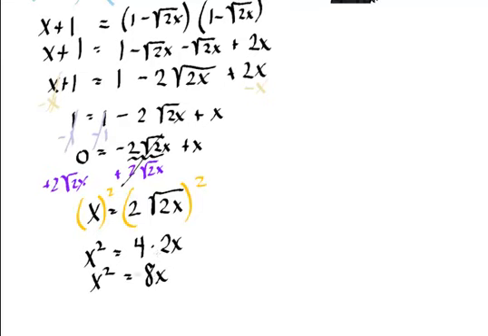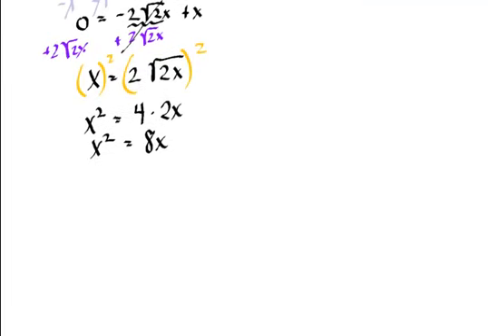So then what I'm going to do is move this 8x over to the other side. I'm going to need more room. So I'm going to subtract 8x from both sides. I'll get x squared minus 8x equals 0. And this is quadratic. That's why I moved everything over to one side. Notice that I have a common factor. That's an x.